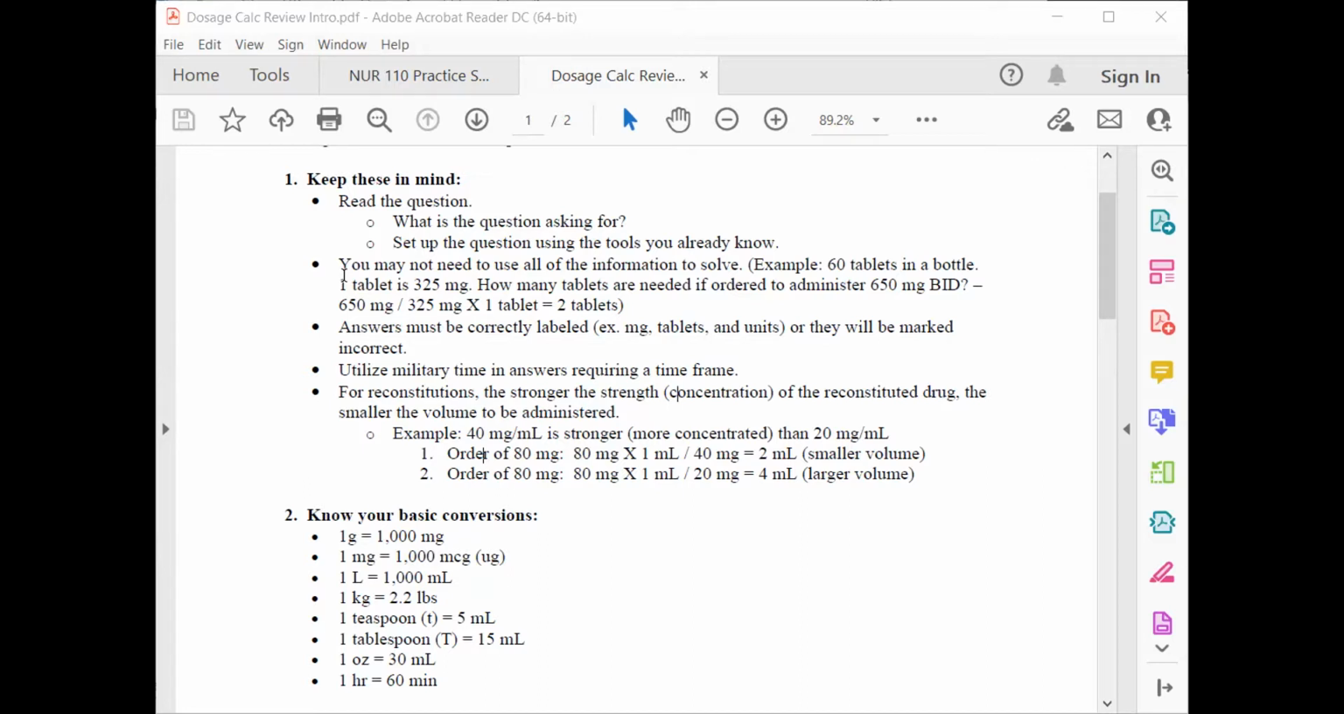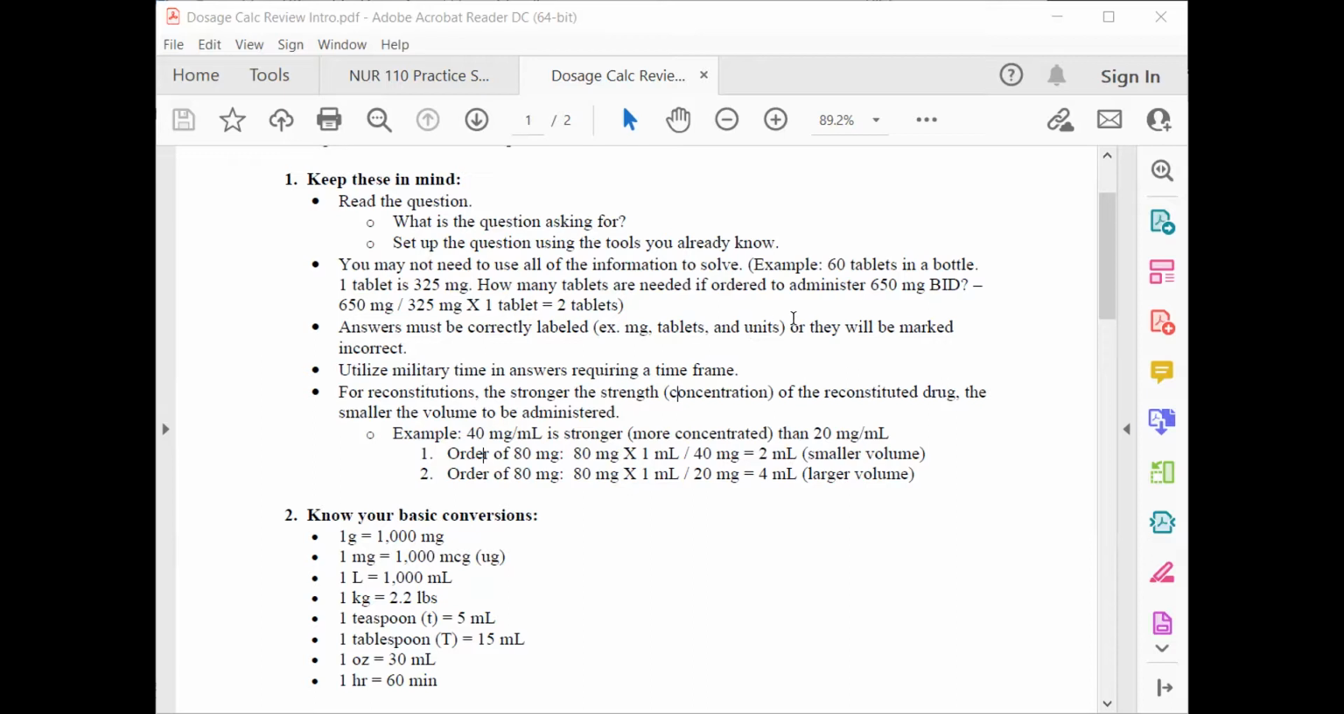So a couple things. You want to make sure, first and foremost, to read the question. A lot of times these things get missed because you answered in milliliters, but it was asking for teaspoons. If it's asking you how many to administer per dose or per day, make sure you're paying attention and reading what the question is asking. Sometimes you won't need to use all the information to solve a particular example.